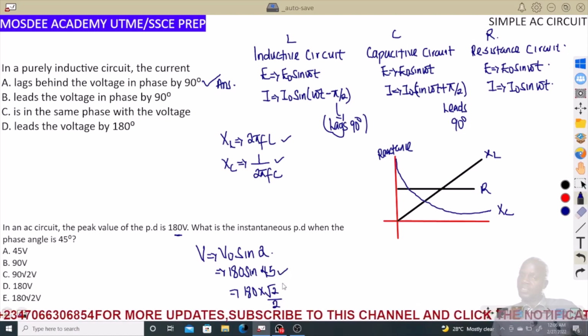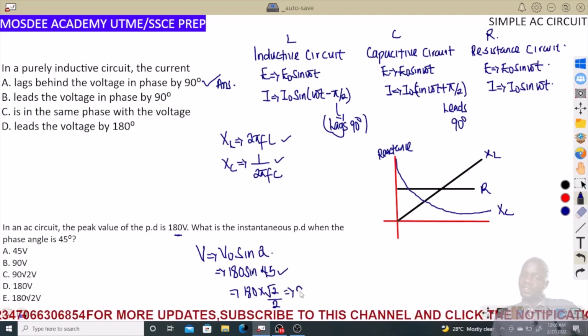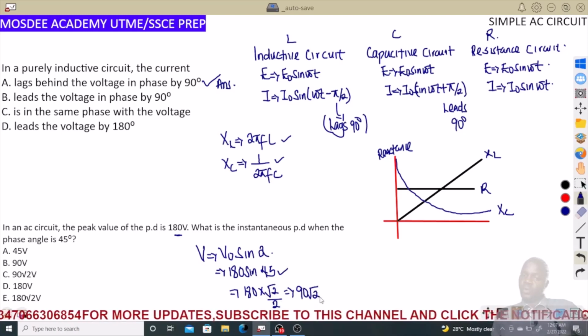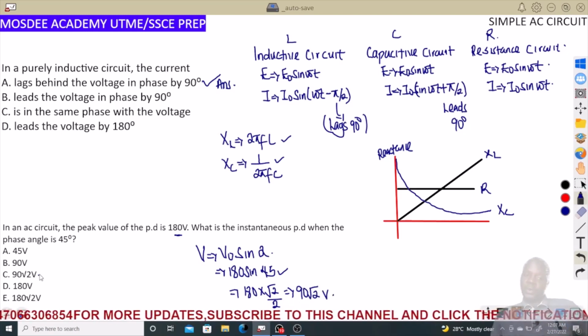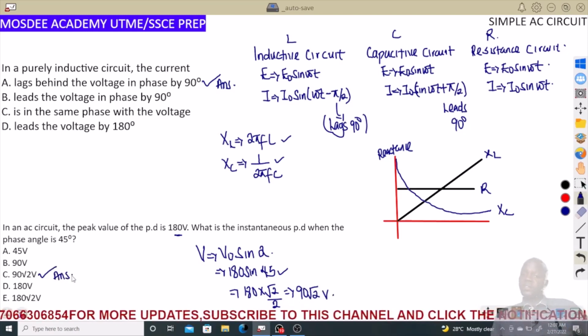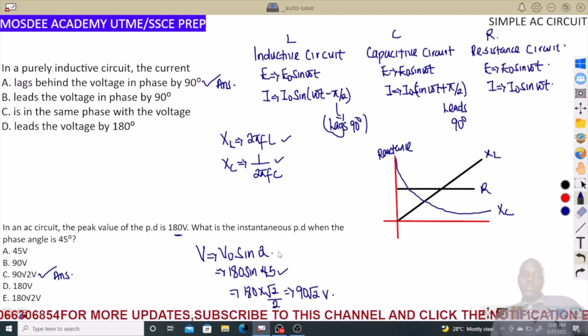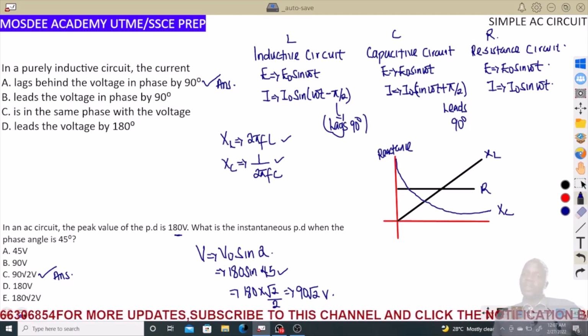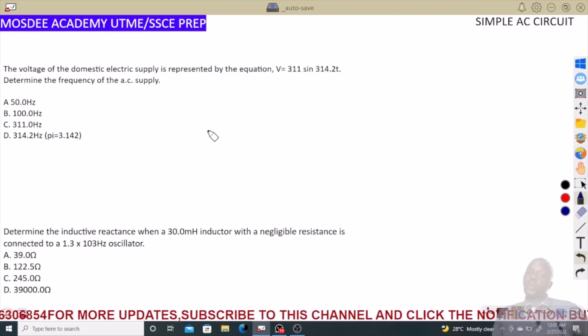I'm doing a little bit of mathematics. So it should be 90 root 2. I hope my calculation is correct, and that should be the correct answer. Yes, it is correct because sine 45 is the true value. So we move to the next question. We are taking it a step at a time. I told you the purpose of this video is for quick revision.